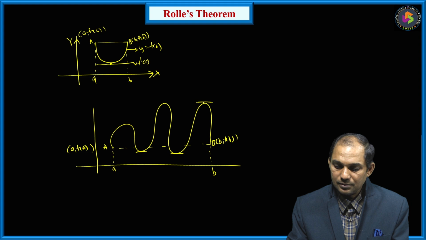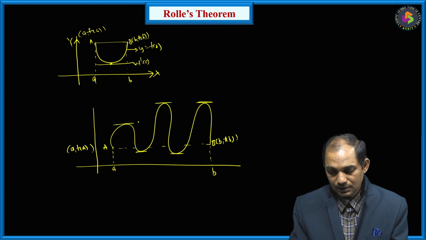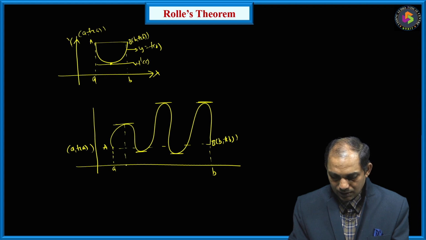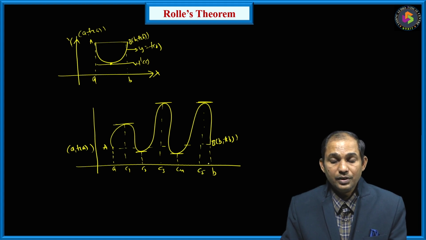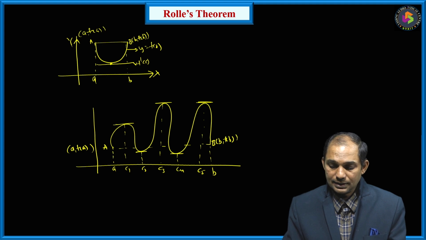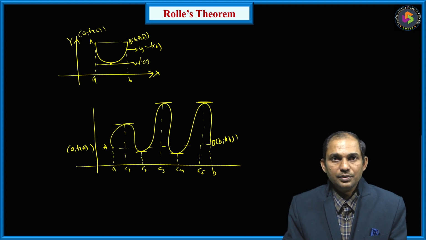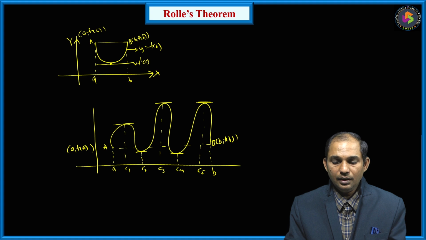another tangent parallel to the x-axis, and more. Then you can label these as c1, c2, c3, c4, and c5. Likewise, there may be more than one such slope of tangent which is parallel to the x-axis. This is the geometrical interpretation of Rolle's theorem, right?